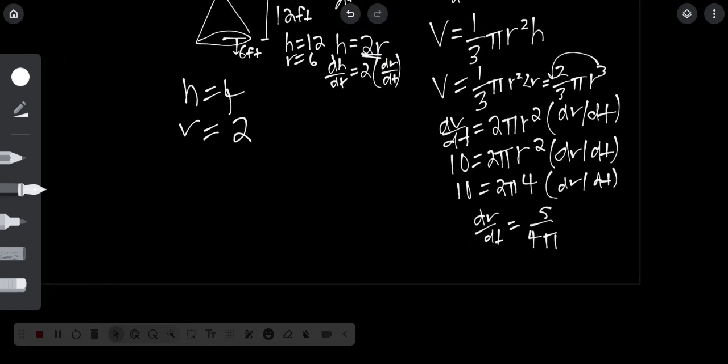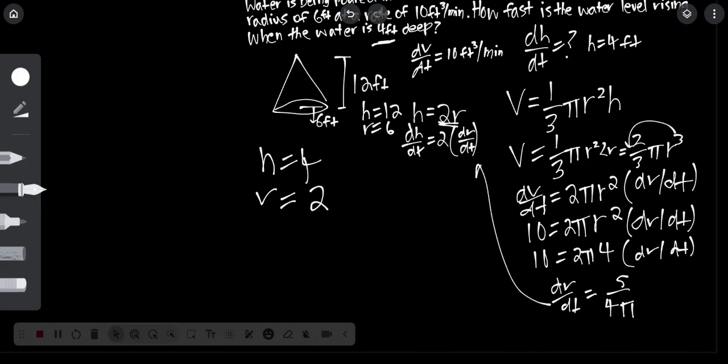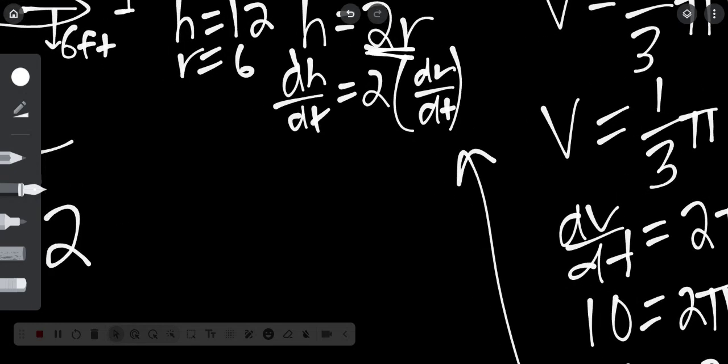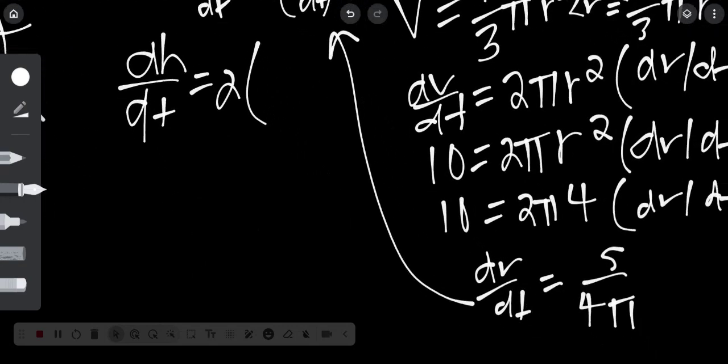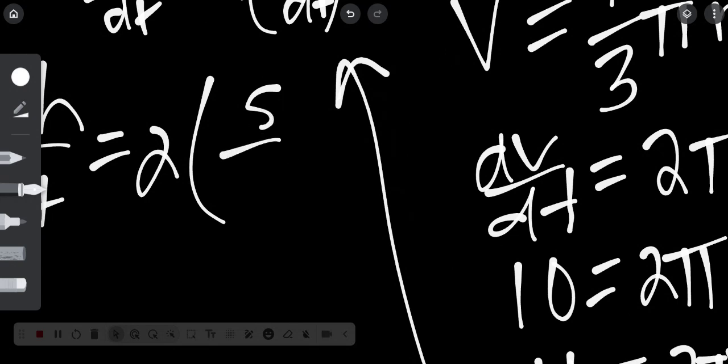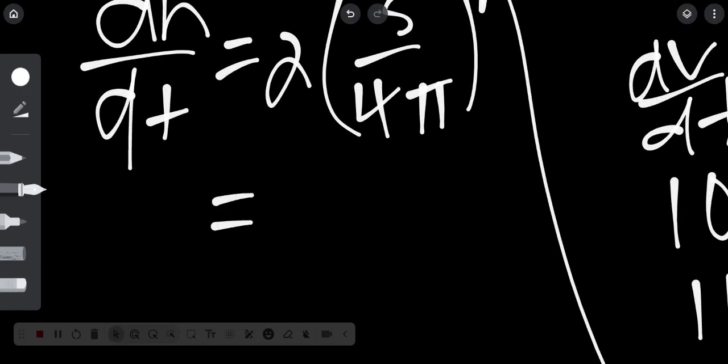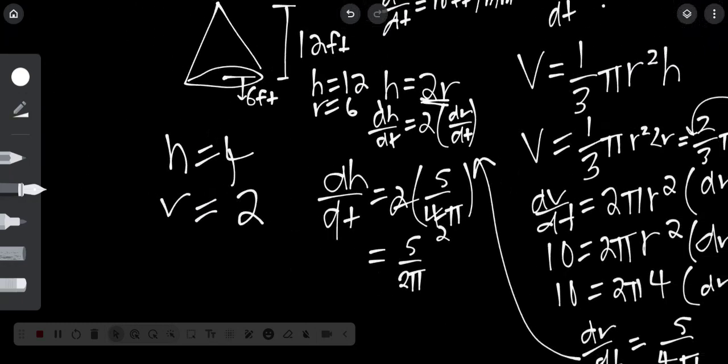Okay, now, going back to this one. I said we would come back to this. Now you can just substitute this in. Pretty simple. So dh/dt is equal to 2 times dr/dt, which is 2 times 5 over 4 pi. That simplifies, since 2 is a common factor, to 5 over 2 pi is the answer. But 5 over 2 pi what? It's not just 5 over 2 pi.